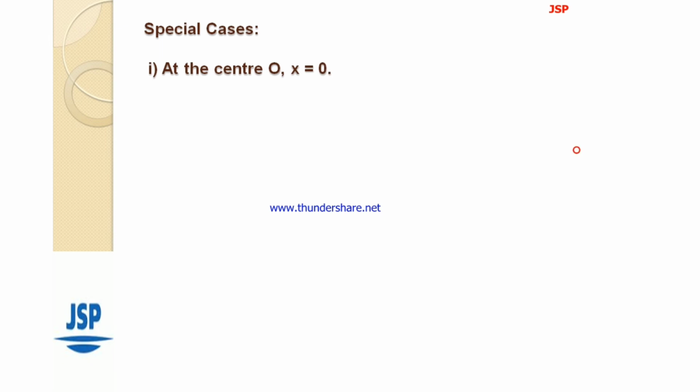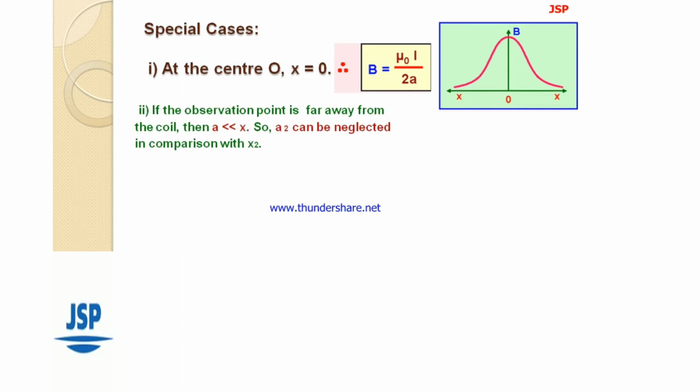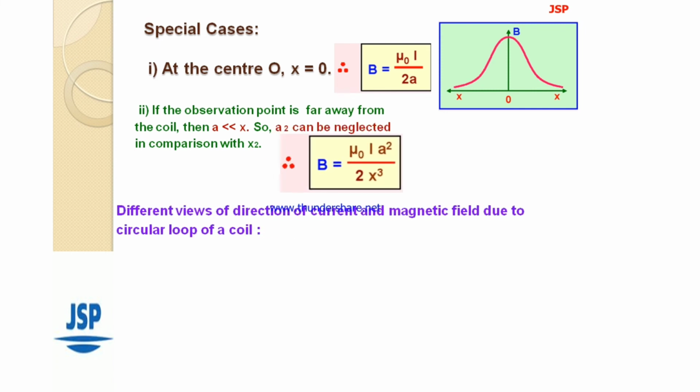Second point, if the observation point is far away from the coil, then a is much lesser than x, so a square can be neglected in comparison with the x square. Therefore, B equals mu naught I a square whole divided by 2 x cube. The variation of magnetic field of current carrying loop along axis is shown in the figure.